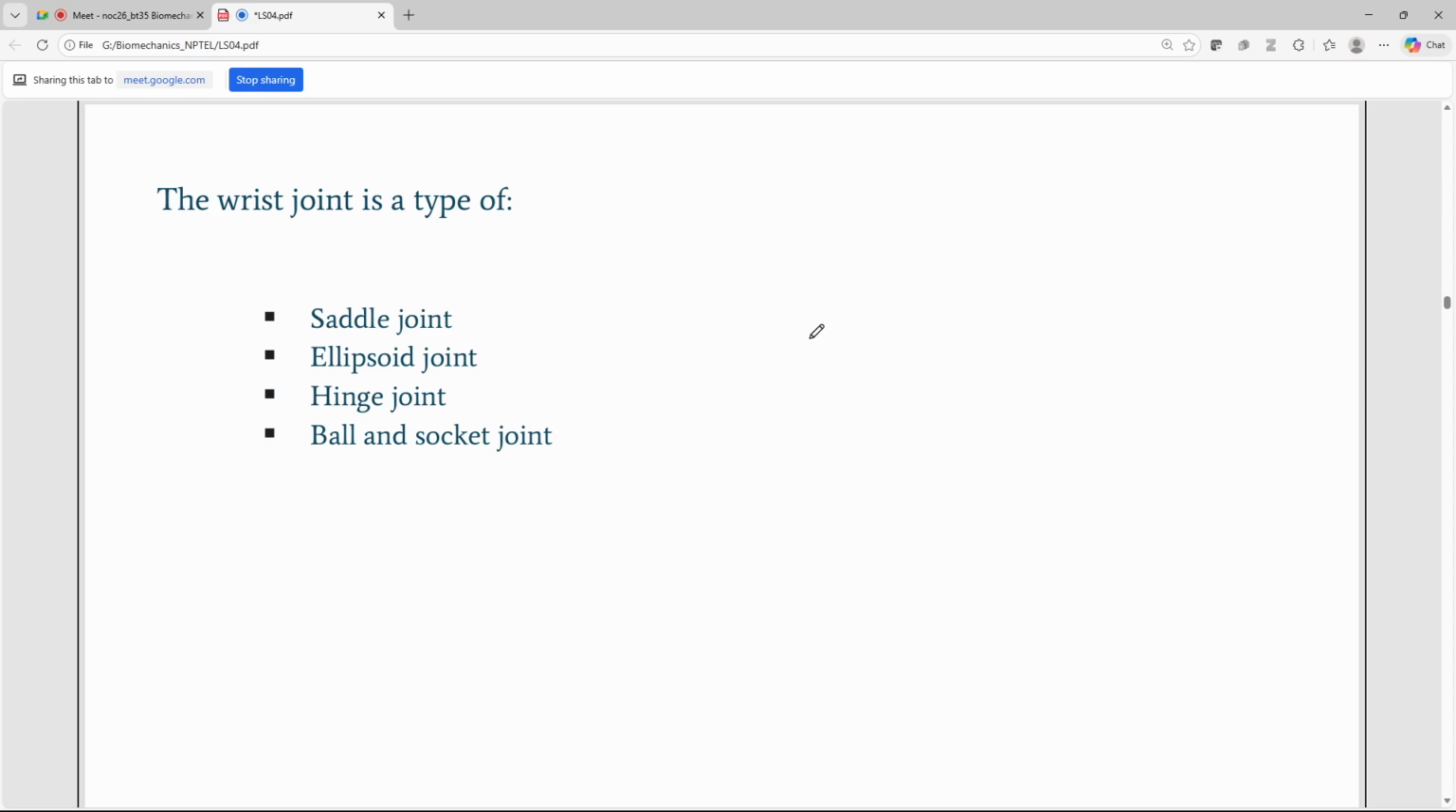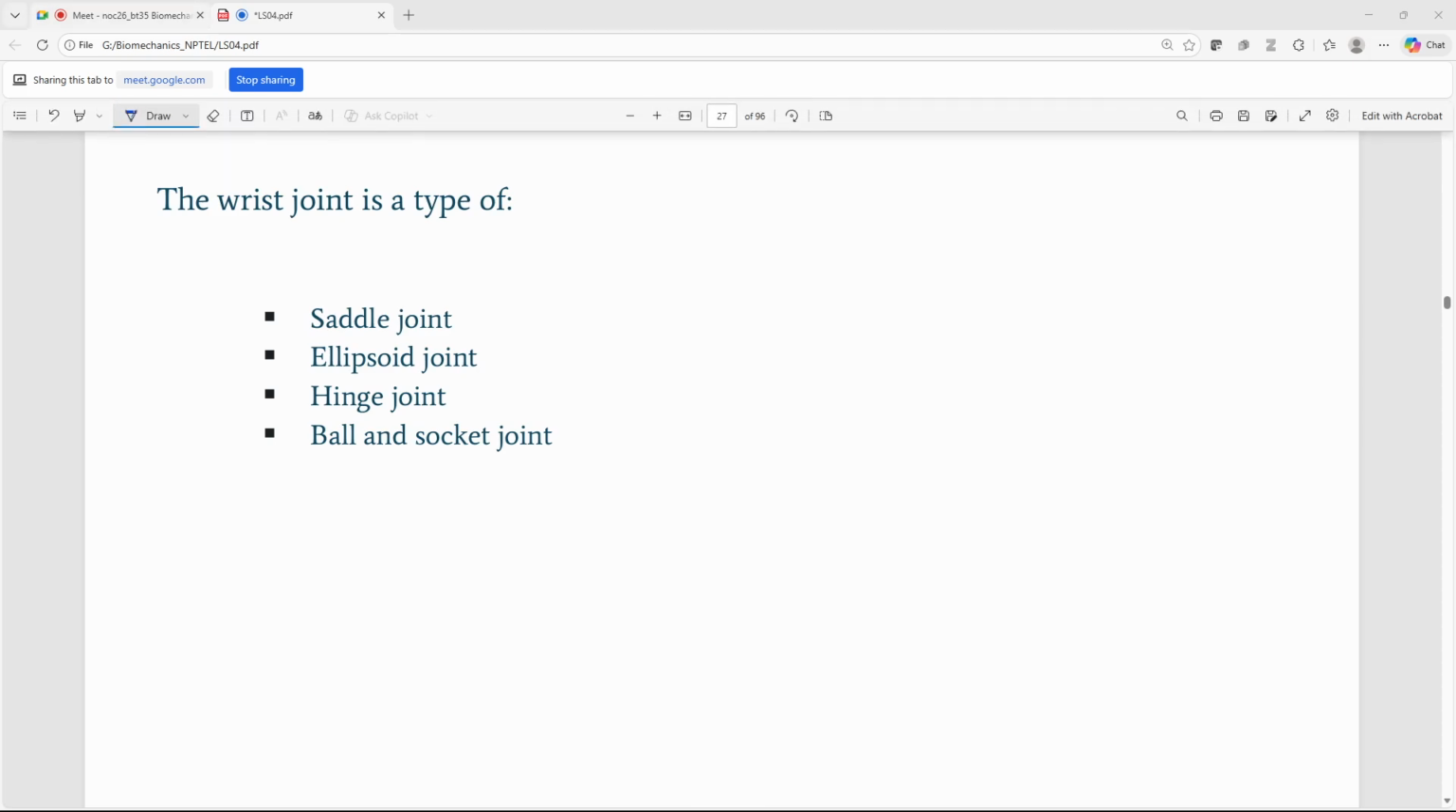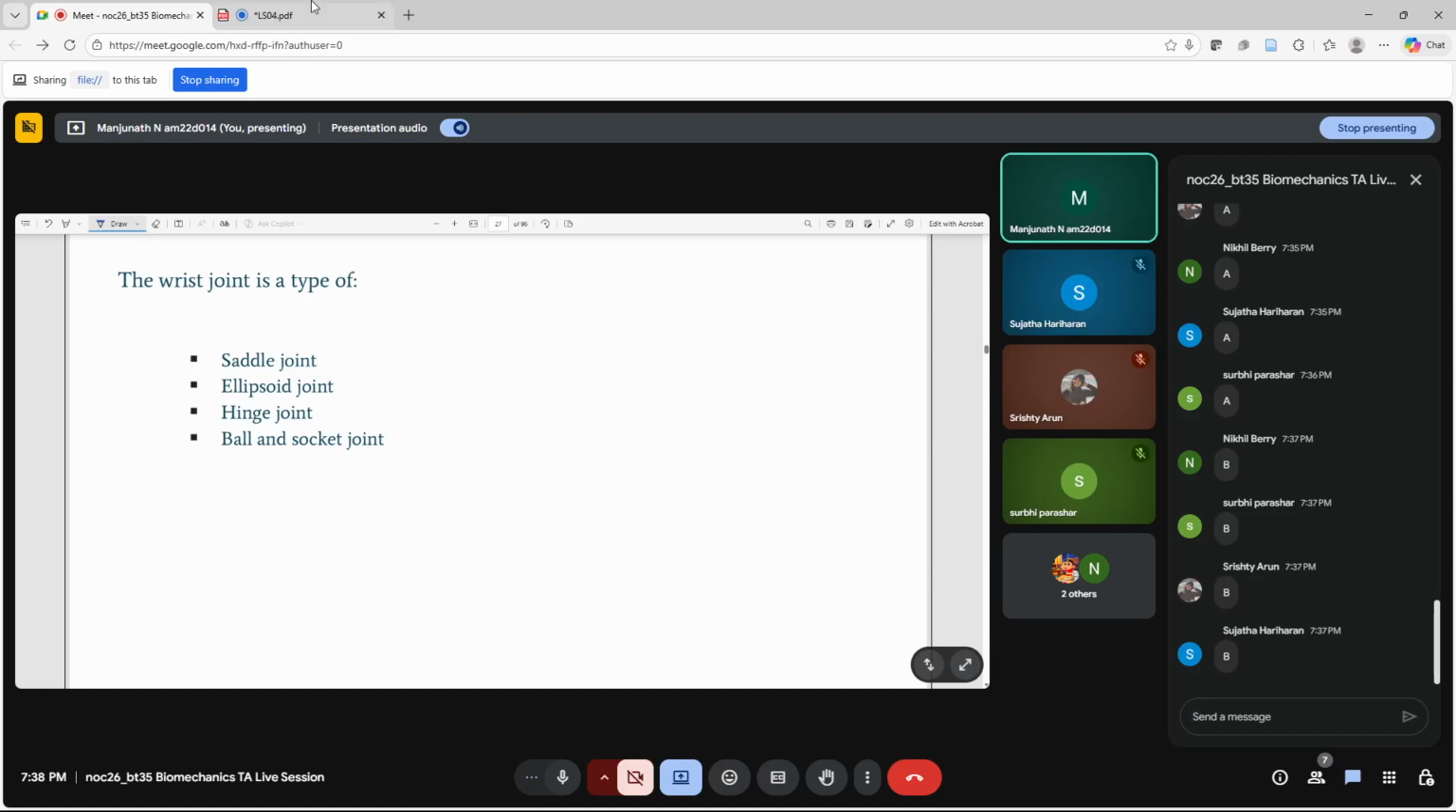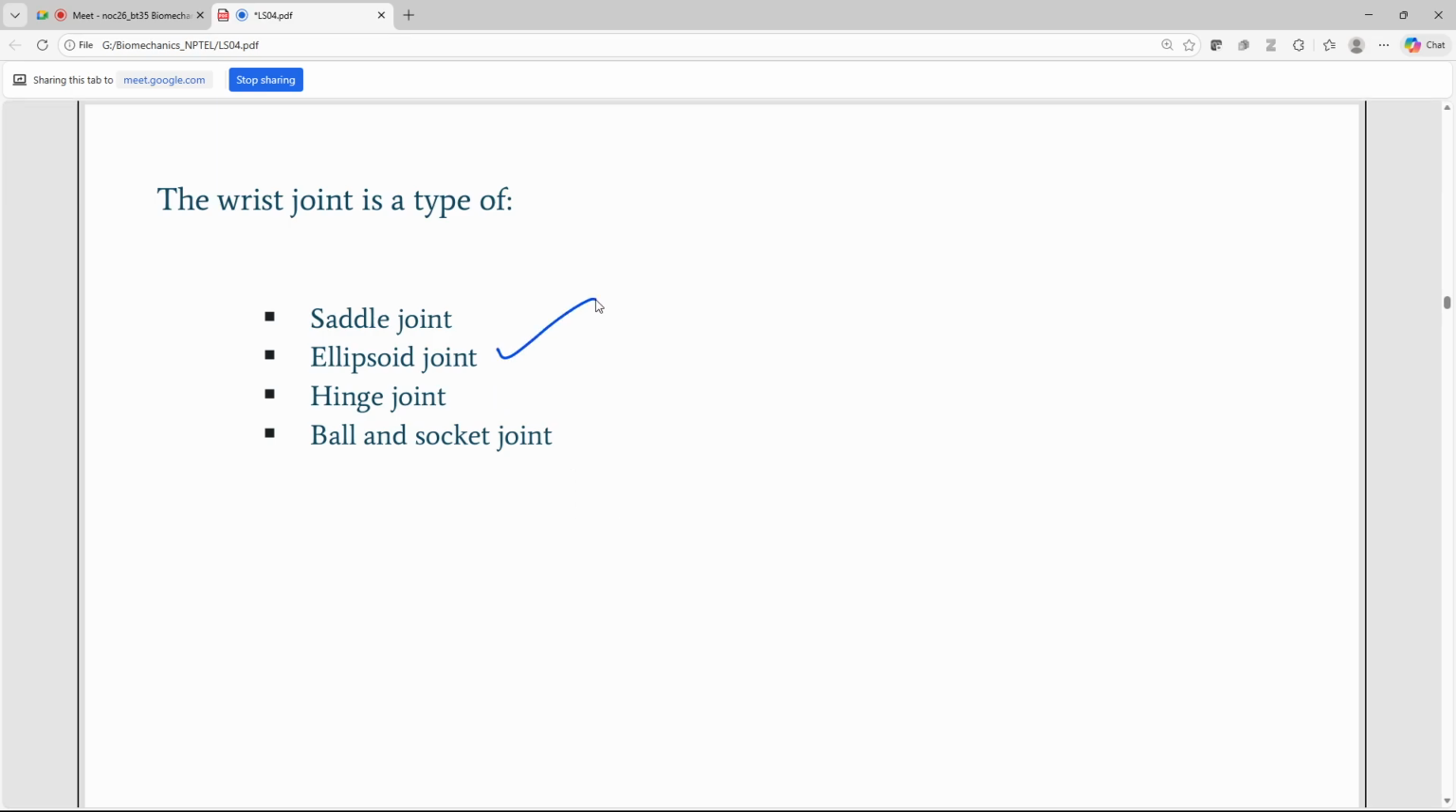Next question. This joint is a type of which of the following? Options are saddle joint, ellipsoidal joint, hinge joint, ball and socket joint. I think we have already discussed this question. You can quickly answer that one. I think it's a repetition. Yes, answer is option B, ellipsoid joint.